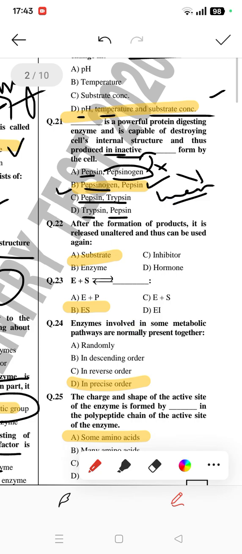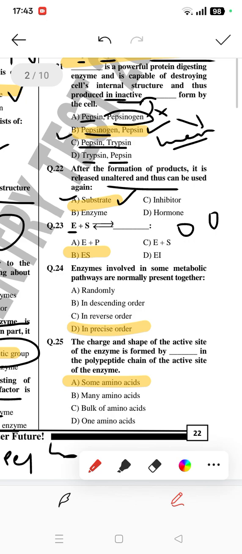After the formation of product, it is released unaltered, thus it can be used as a substrate. So I think the substrate, not the enzyme, can be used again. The formation of the product is done. Suppose we need this product, it is now done for the formation of product. Now it's released and unaltered, so this means we can reuse the substrate.